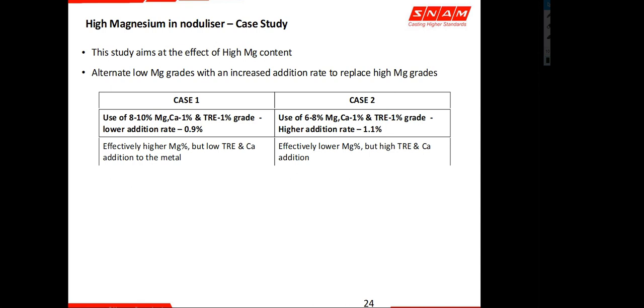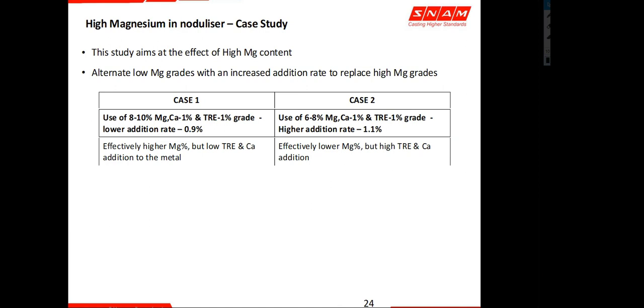So case 1, the higher magnesium grade, effectively magnesium seems to be higher, but when you talk of rare earth and calcium, the addition rate is reduced. Because rare earth and calcium are supporting ingredients to magnesium, but because of your lower addition rate, you are reducing this effectiveness also. But in case 2, you may get effectively lower magnesium, but higher TRE and calcium addition rate.